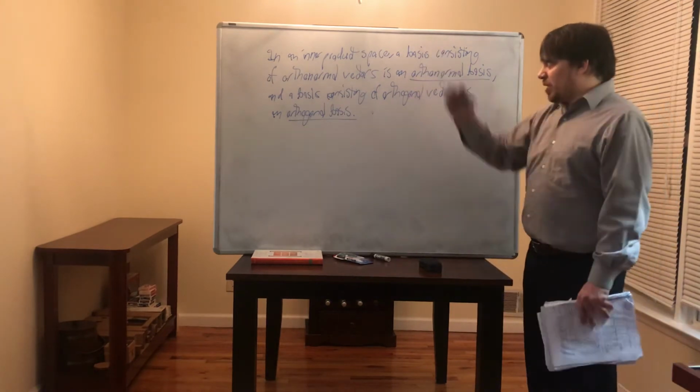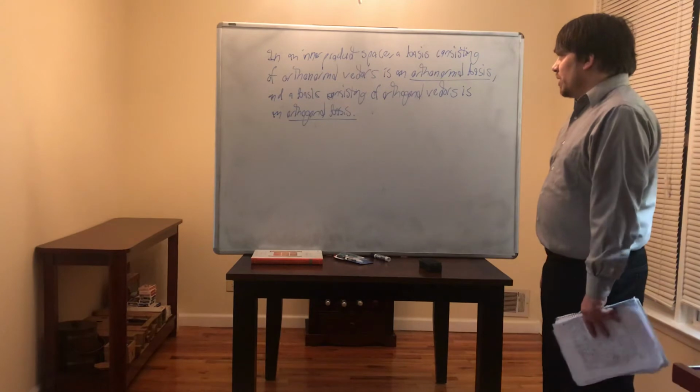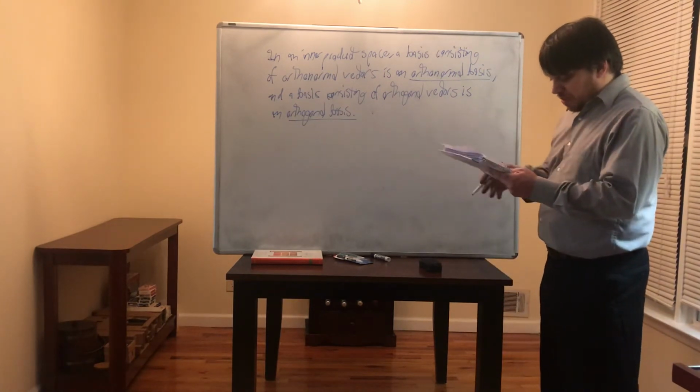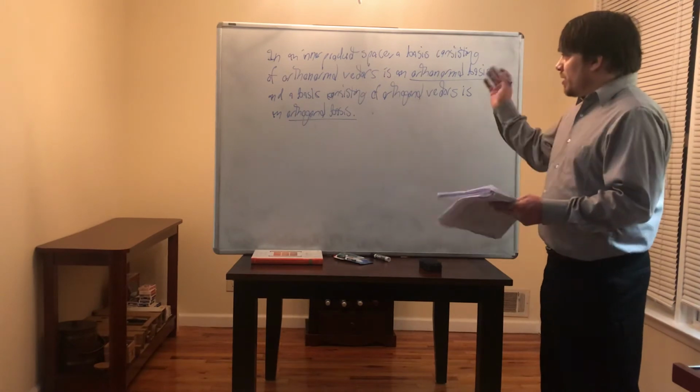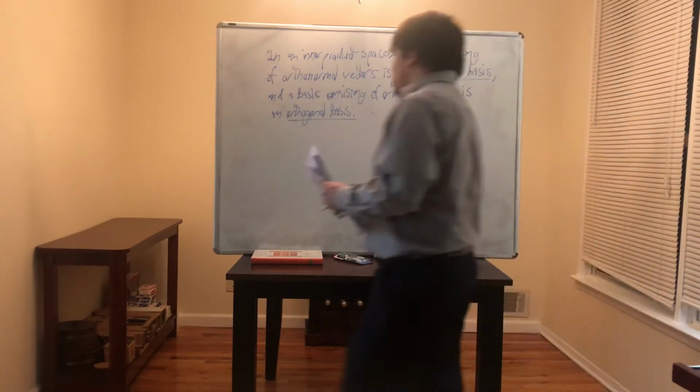Okay, so in an inner product space, a basis consisting of orthonormal vectors is called an orthonormal basis, and a basis consisting of orthogonal vectors is an orthogonal basis. Okay, I guess that's the definition of those two bases. Going to theorem 6.3.2.